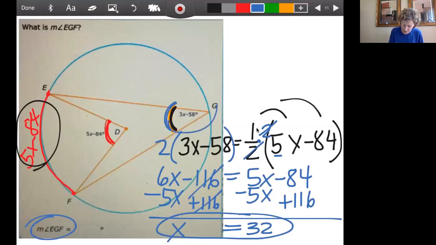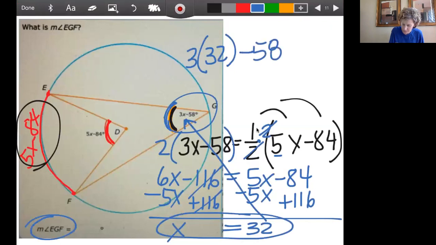That's this angle here. So I need to take 32 and plug it in. 3 times 32 minus 58. All right, 3 times 32 minus 58. And we get 38 degrees. There you go. All right, great job.